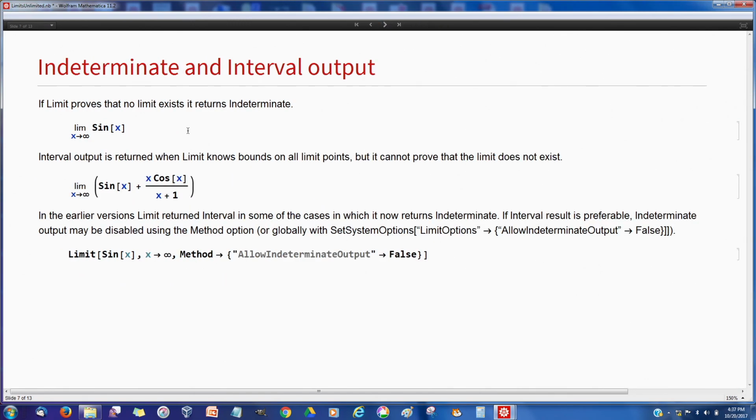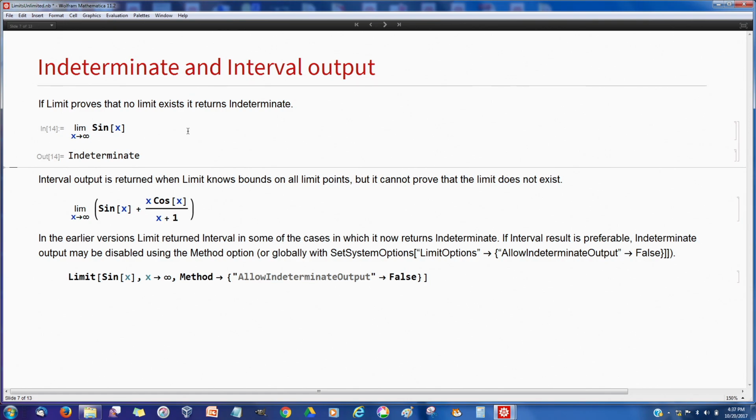Okay, another difference with the older version. Right now, if we take the limit and it does not exist, we get indeterminate. That means that we have proven that the limit does not exist. So that's considered better than returning interval.